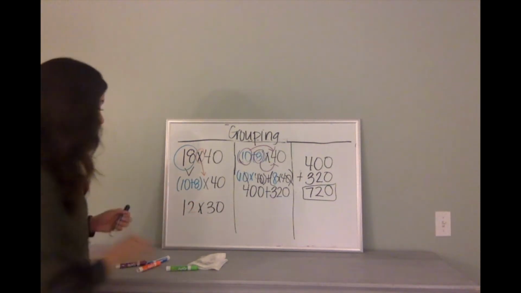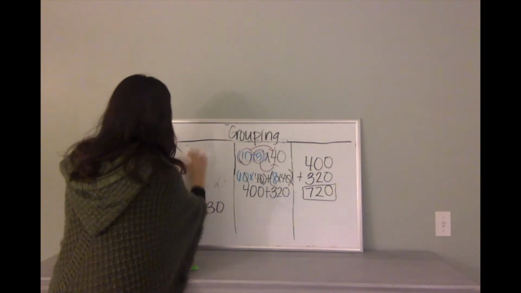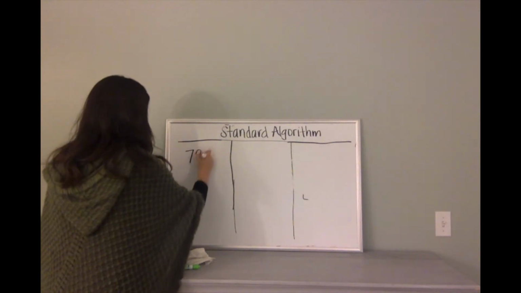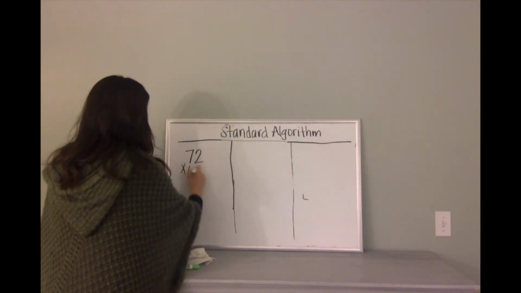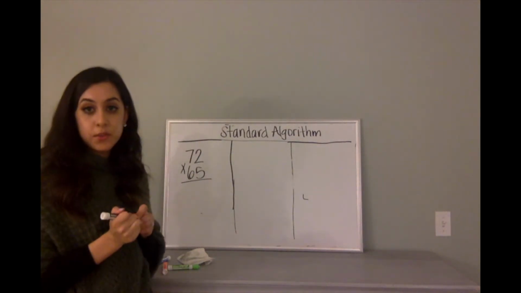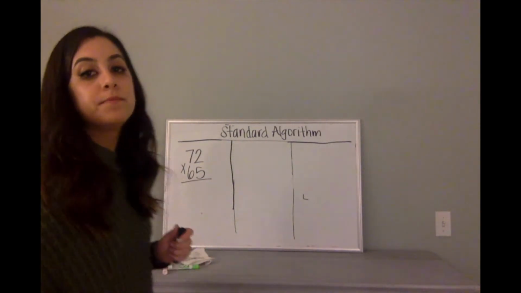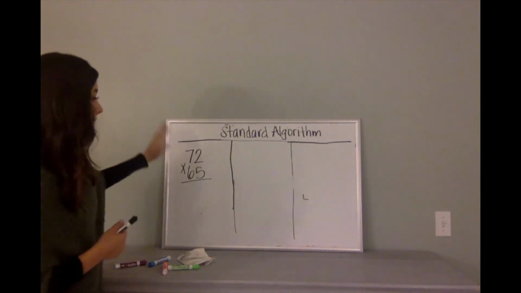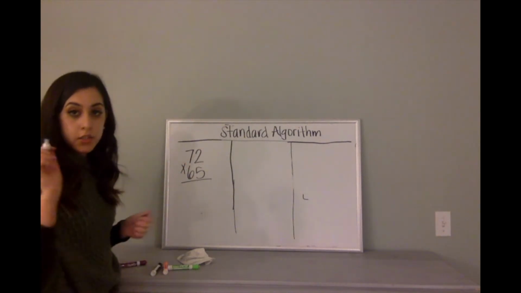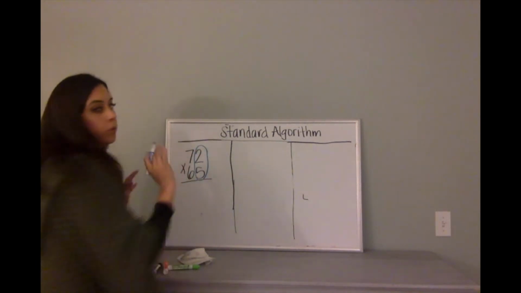The last strategy I am going to use is the standard algorithm. 72 times 65. Okay? So the first thing I want to do here is focus on my ones place. Okay? So in my ones place we have the 2 and the 5. So I'm going to go ahead and, with my blue marker, circle those two because those are the ones I want to focus on only for right now.